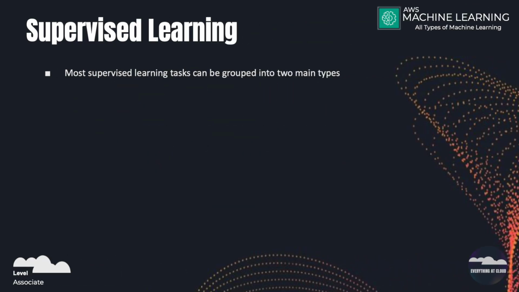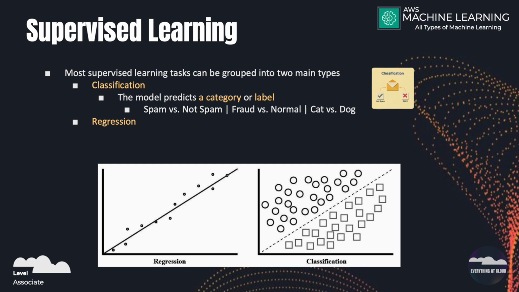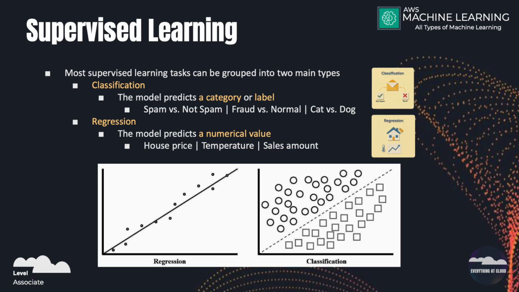Most supervised learning tasks can be grouped into two main types based on what kind of output the model predicts: classification and regression. Classification is when the model predicts a category or label. For example, it tries to predict whether the output is spam or not spam, fraud or normal, or distinguishing cat versus dog. And regression is when the model predicts a numerical value. For example, a model for house price or temperature or sales amount. All right, so that's all about the labeled data approach.